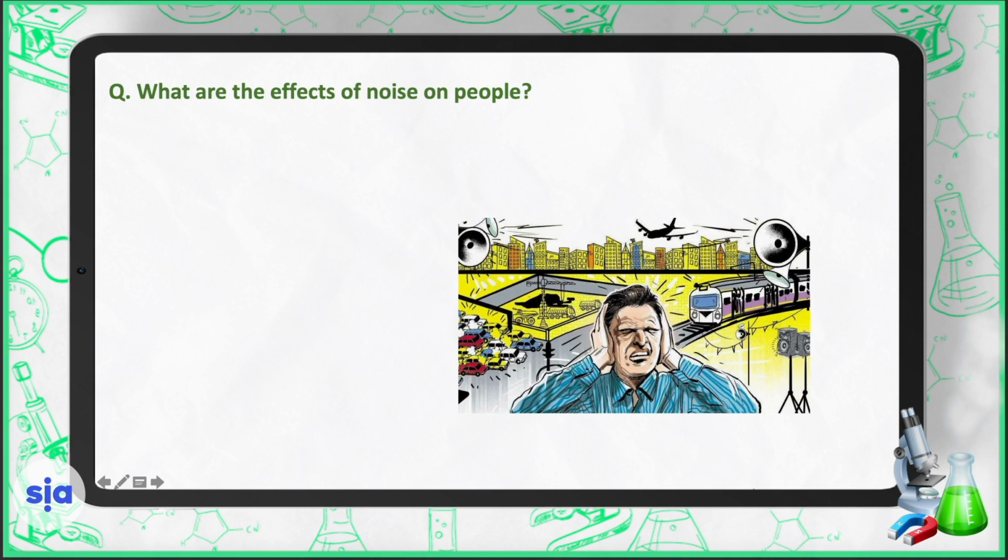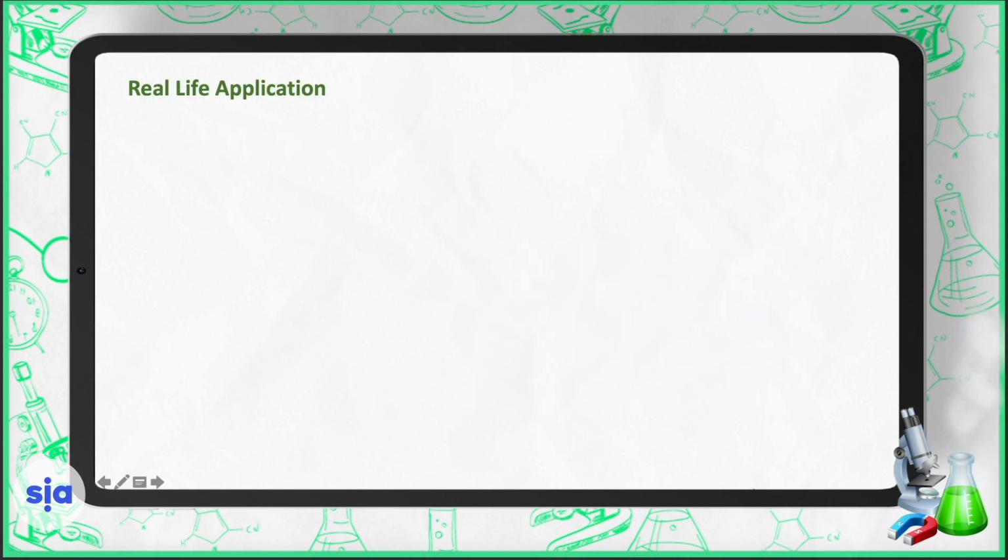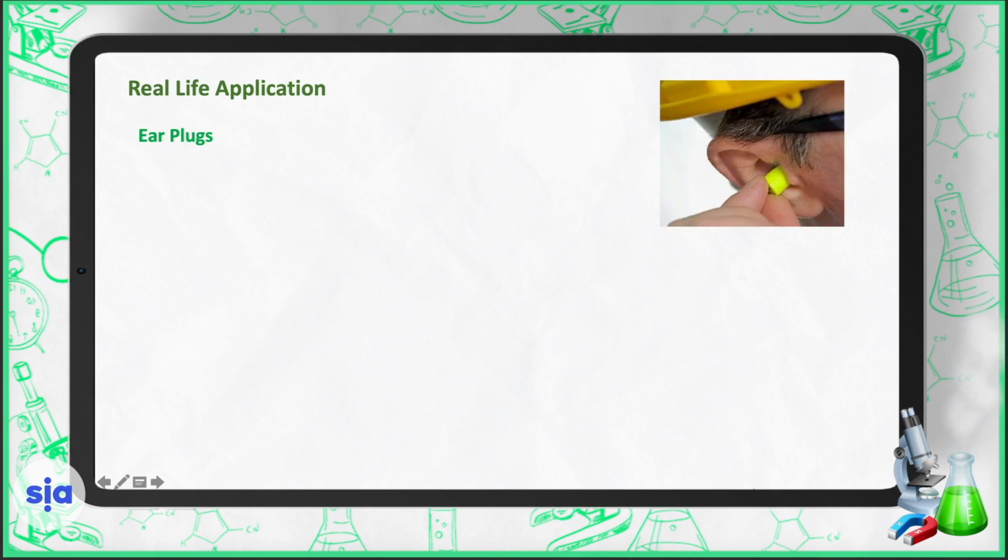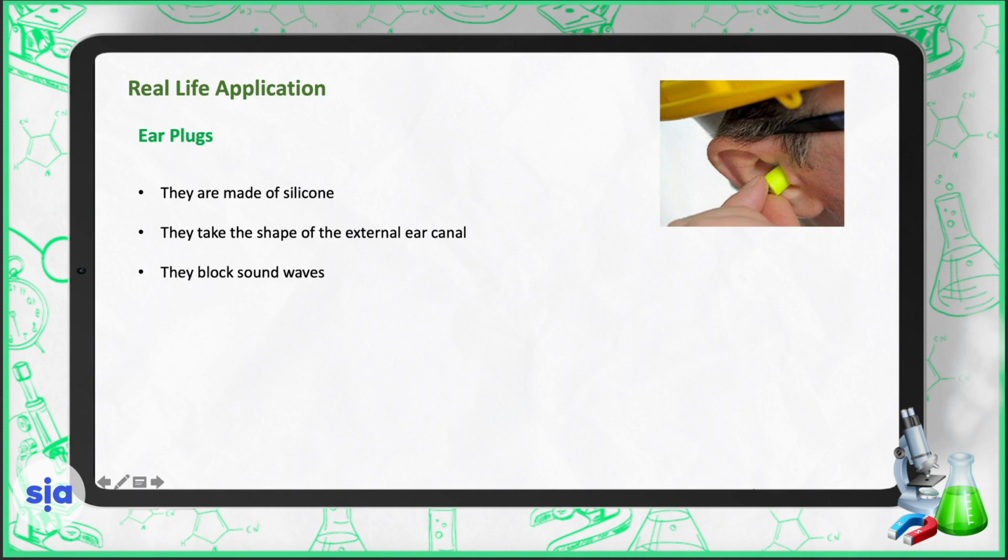What are the effects of noise on people? Noise has harmful effects on human ears and the nervous system. Did you see earplugs before? They are made of silicon and they take the shape of the external ear canal. They block sound waves and they are used to protect ears and avoid the hazards of noise in loud environments.